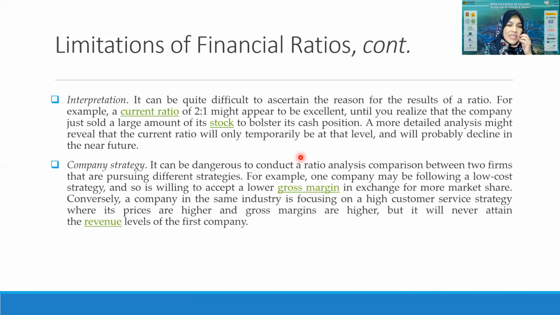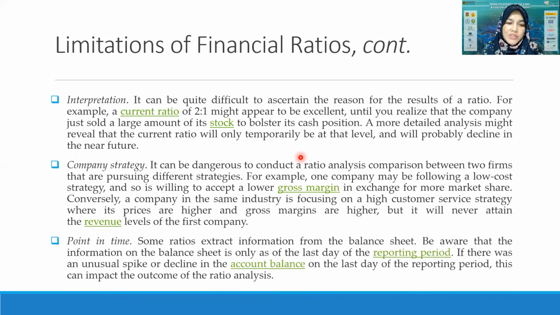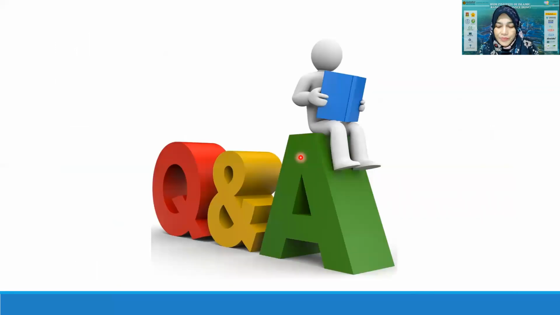Okay, company strategy. It can be dangerous to conduct ratio analysis between two firms that are pursuing different strategies. For example, one company may follow a low cost strategy, and so it is willing to accept a lower gross margin in exchange for market share. Point in time: some ratios extracted from the balance sheet use a point in time that will be very different from the period used in the statement of comprehensive income.